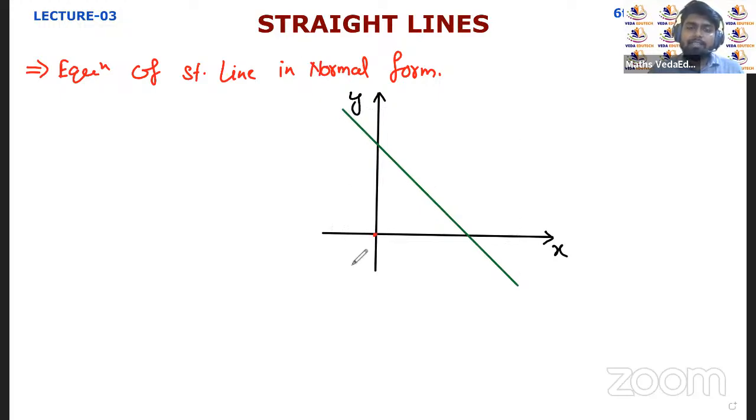Basically this one is (0, 0), and this is some perpendicular distance from the origin to the given line. This is P. Now, the angle made by the x-axis and this perpendicular line is nothing but alpha.